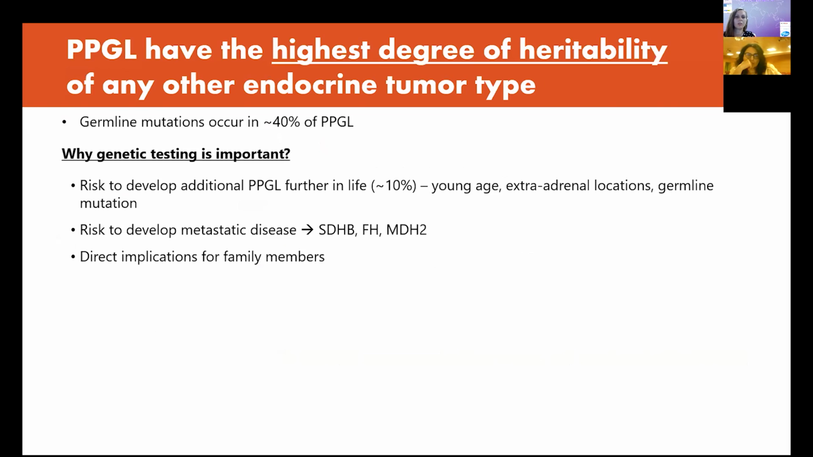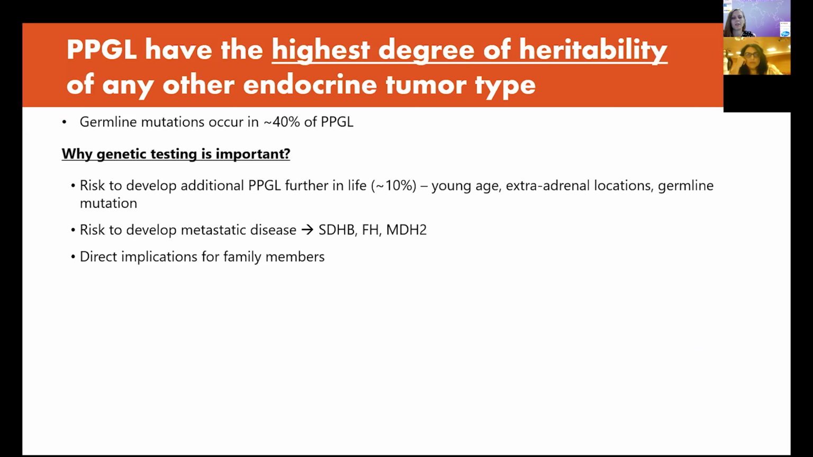As I already told you, PPGL has the highest degree of heritability of any other endocrine tumor type. As the germline mutation occurs in about 40% of patients with PPGL, genetic testing is important. And it's important for the index patients, the patients that were diagnosed with the disease, and also for family members, of course.